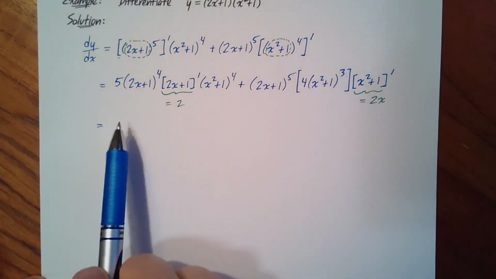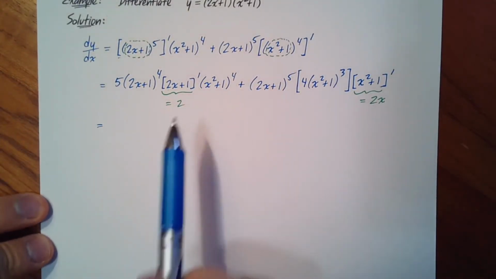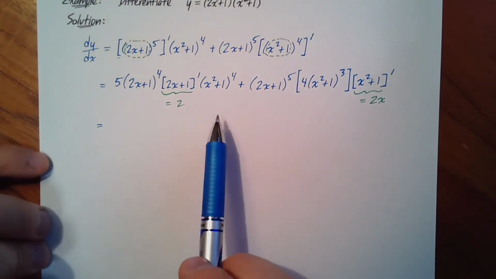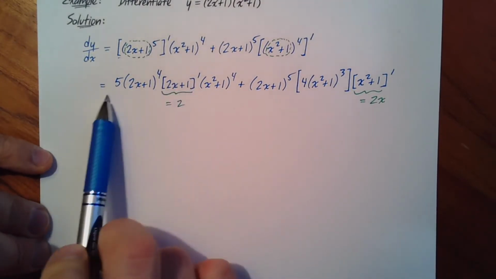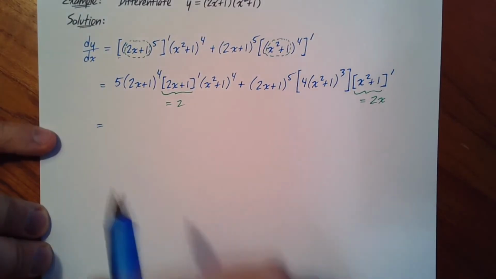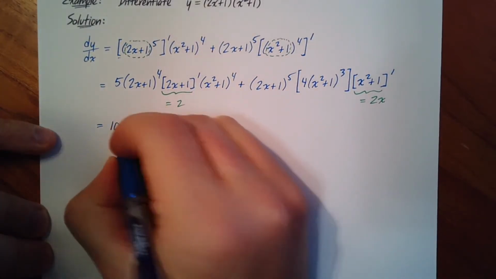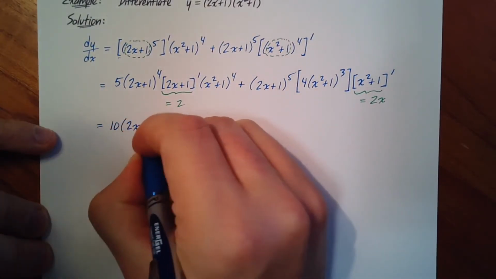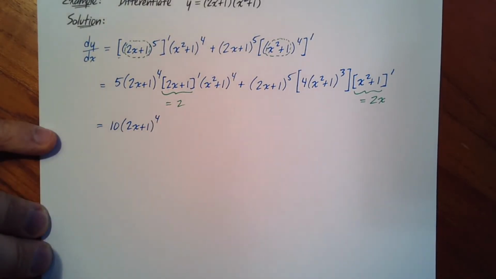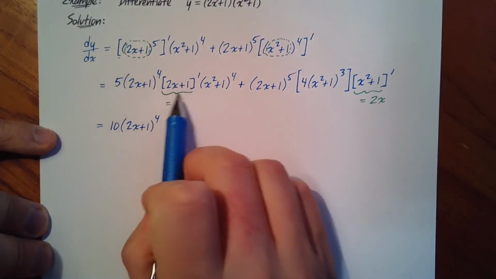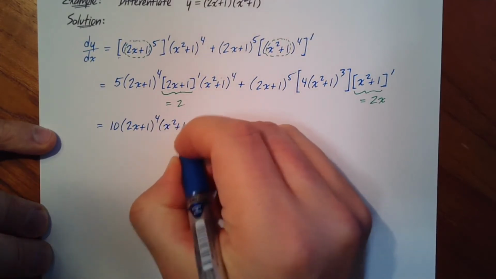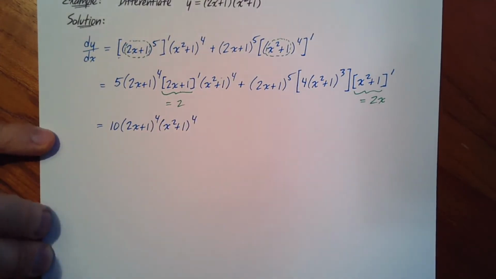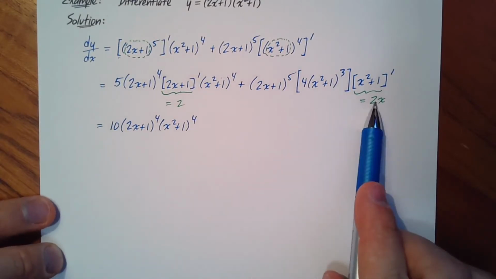Well, actually, why don't we slow down a bit here, and we'll see if we can get a little bit more done in one step. So if this is going to turn into 2, why don't we pull that to the front and combine it with the 5 as a 10. So we'll get 10 times (2x plus 1) to the 4. Then we'll still have the (x squared plus 1) to the power of 4. And then what about over here in the second term?